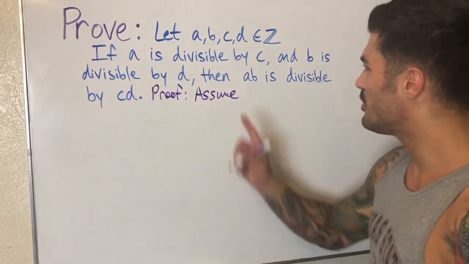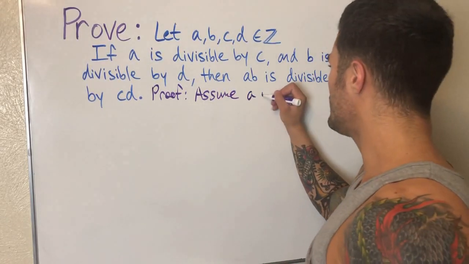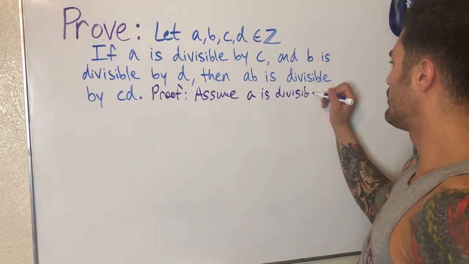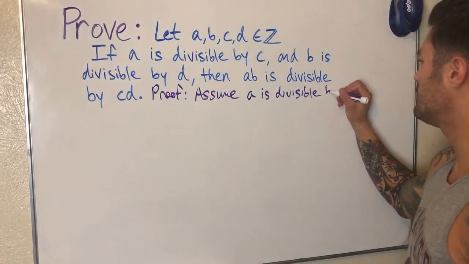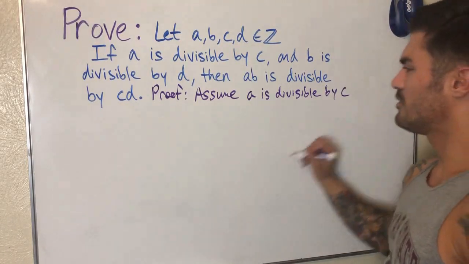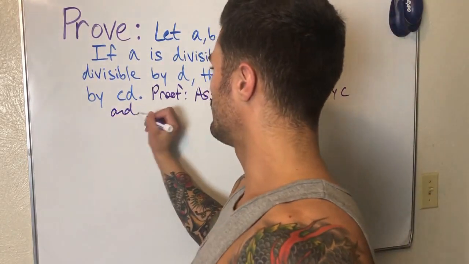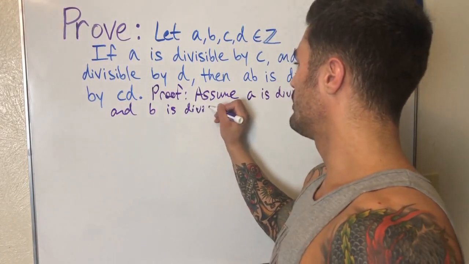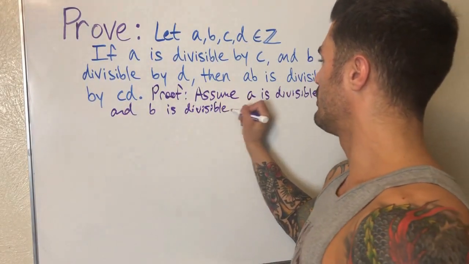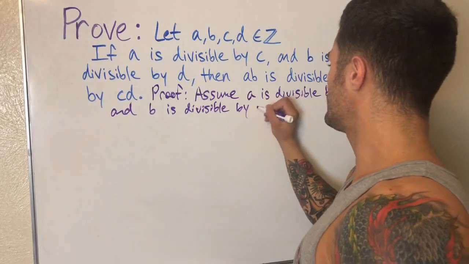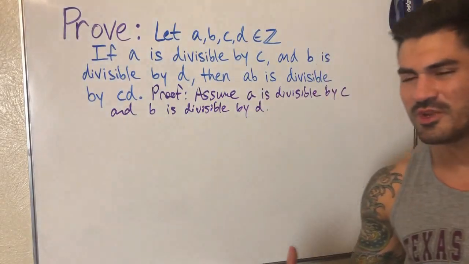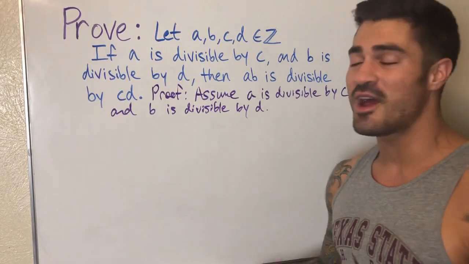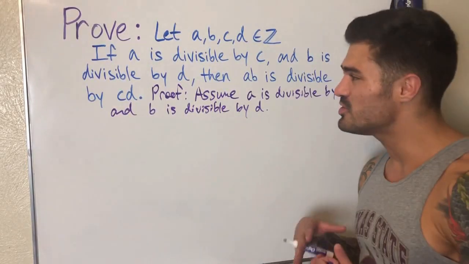So what does it mean? Well, I'll write it out. Assume A is divisible by C and B is divisible by D. Alright, so we're assuming this whole thing is true. Now we need to use the definition of divisibility. And we could have maybe jumped straight to that. I'm writing out every single step. You could have maybe jumped straight to that.